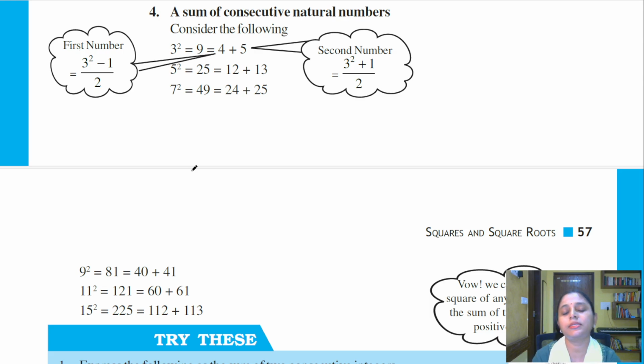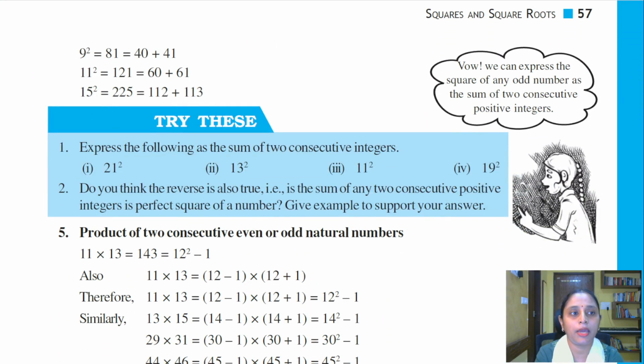Okay. Next observation that they have made is regarding odd perfect squares. Now for any given odd perfect square, I can write it as a sum of two consecutive numbers. That is what they're saying. Let me highlight that first. We can express the square of any odd number, that is all the odd perfect squares, as a sum of two consecutive positive integers.